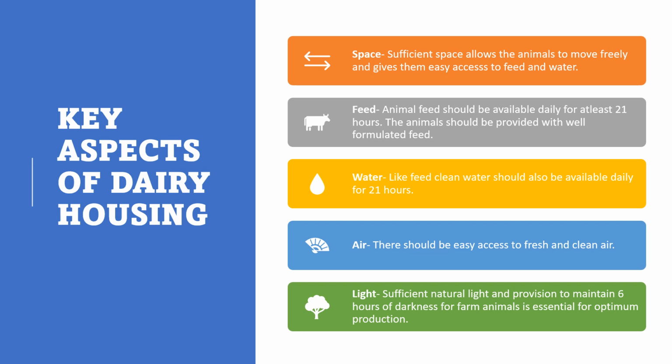Like feed, clean water should also be available daily for 21 hours. The next aspect is air. There should be easy access to fresh and clean air in a dairy housing farm. The next aspect is light. Sufficient natural light and provision to maintain 6 hours of darkness for farm animals in a dairy house is essential for optimum production.